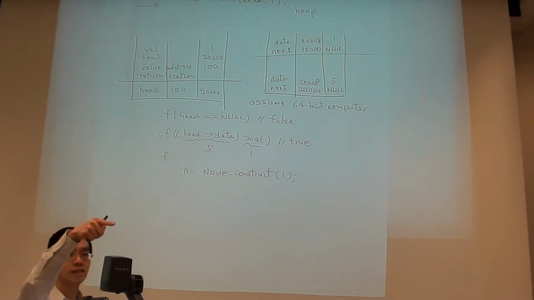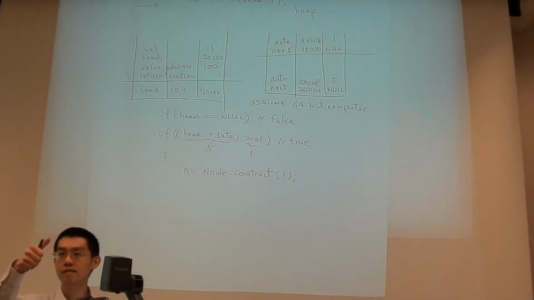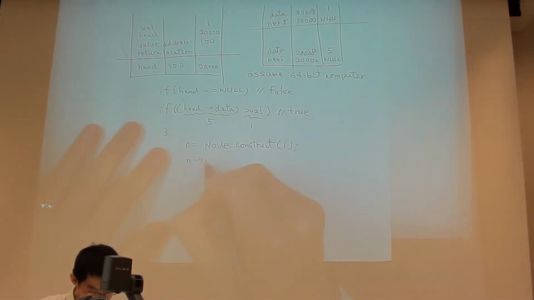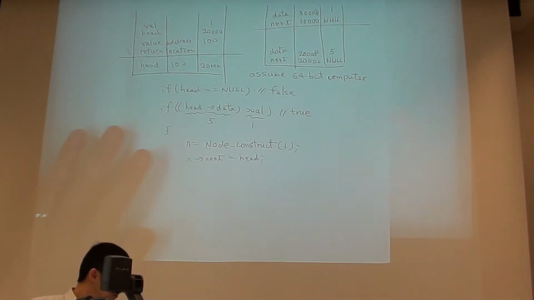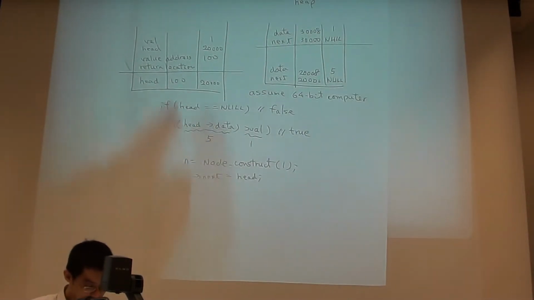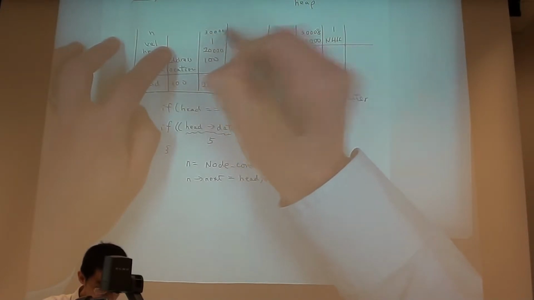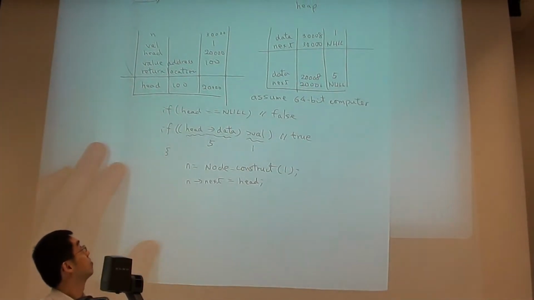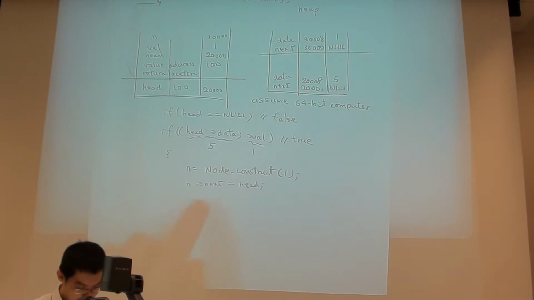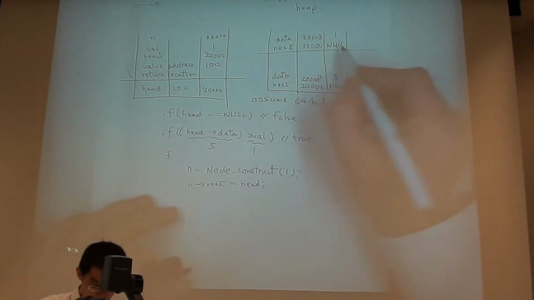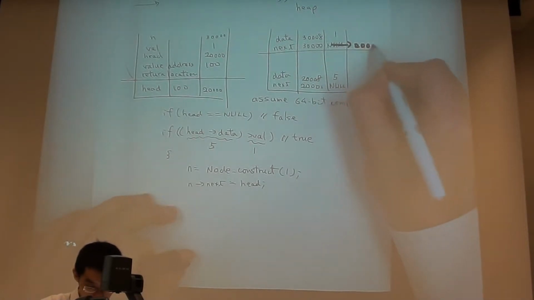Are you with me? Good? Okay. The next line says n's next is head. N's value is 30,000. So n's next is head. Head is 20,000, so you change this line to 20,000.